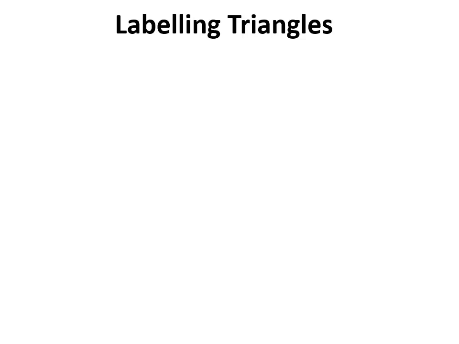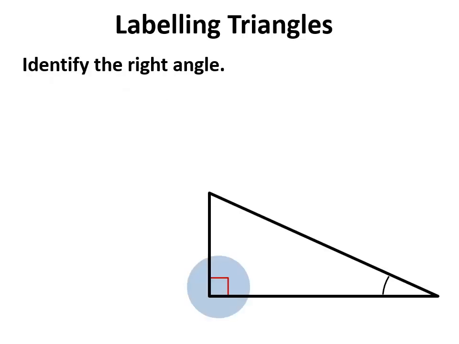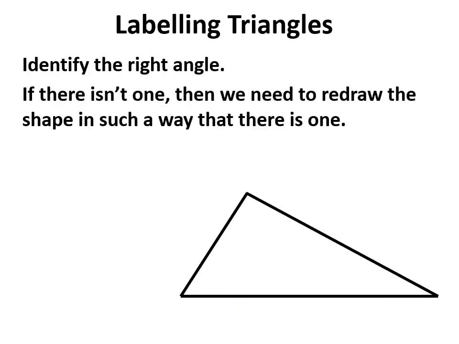This video is going to briefly look at labeling triangles for trigonometry problems. And it's crucial we get this right because the whole of the process follows from this. We start with labeling. And the first thing we do is we identify the right angle triangle. If there is no right angle triangle, then we have to go away and redraw the problem so that there is, because we need a right angle triangle.